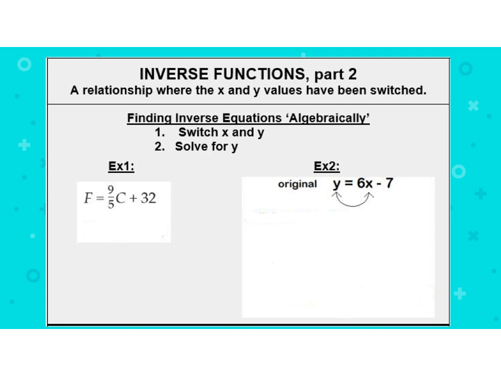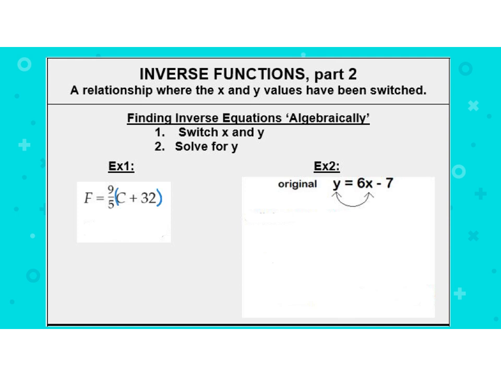There are two main steps that you have to go through in order to find the inverse equation algebraically. The first thing you do is you switch your x and your y, or your input and output, depending on which variables are being used. And then you solve for y, or whatever the output variable is. So let's take a look.